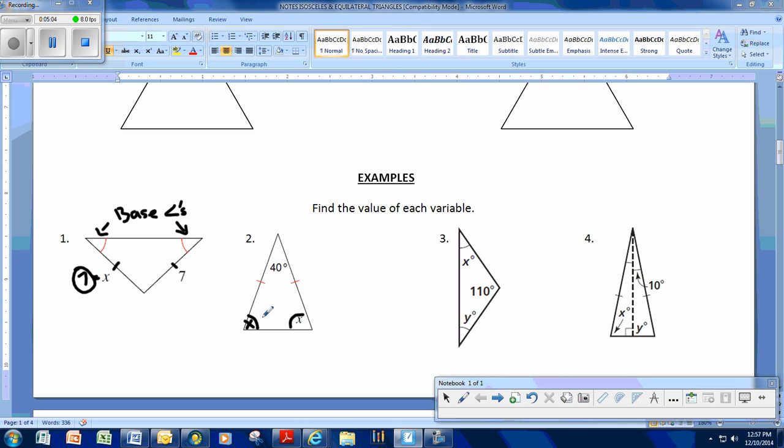To figure this out, I'm going to figure out what these base angles are. I know that triangles add up to 180, so I'm going to subtract 40 from 180. That gives me 140. Then I'm going to divide that by 2 because there are two equal angles. So both of these are 140 divided by 2, which is 70.